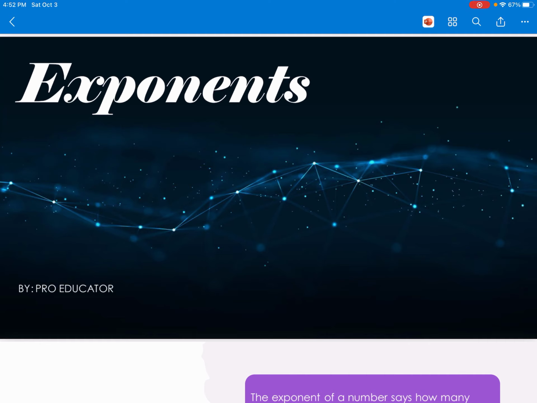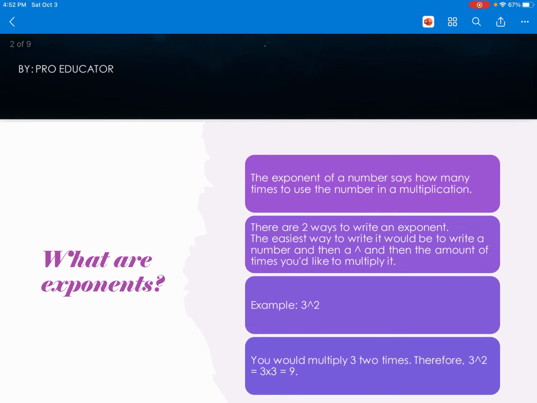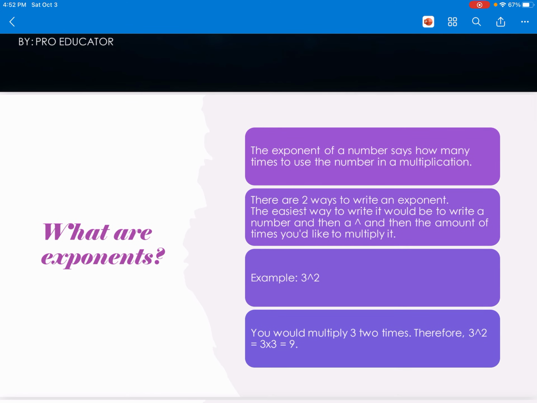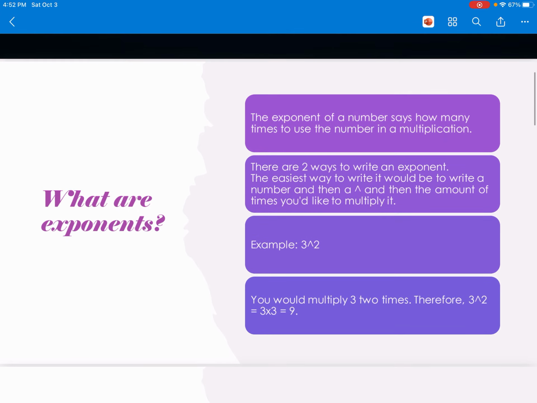Today is our second lesson, which will be on exponents. So what are exponents? The exponent of a number says how many times to multiply a number by itself. There are two ways to write an exponent. The easiest way to write it would be to write a number and then a sign and then the amount of times you'd like to multiply it.